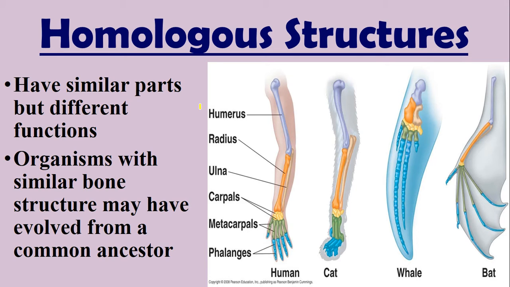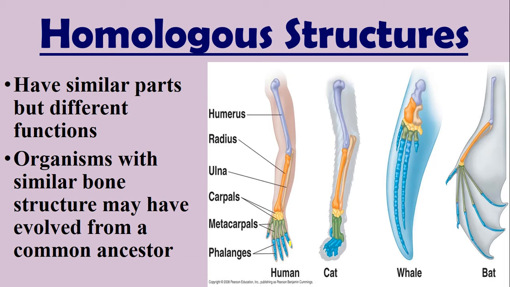Homologous structures are similar bones and structures, but they have different functions in different organisms. So we can look at a human, a cat, a whale, and a bat, in their arm, paw, flipper, and wing. And here are some bones: the humerus, the radius, the ulna, the carpals, the metacarpals, and the phalanges. All four of them have those bones. They're all structured differently, but they all have the same bones. And that means they have different functions in a little arm thing.